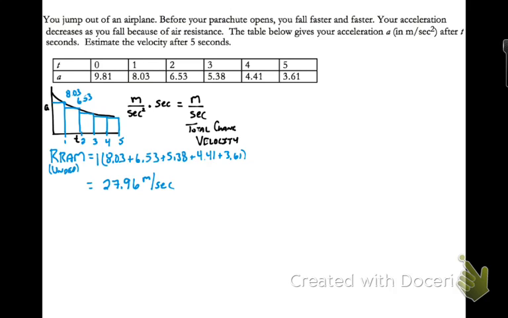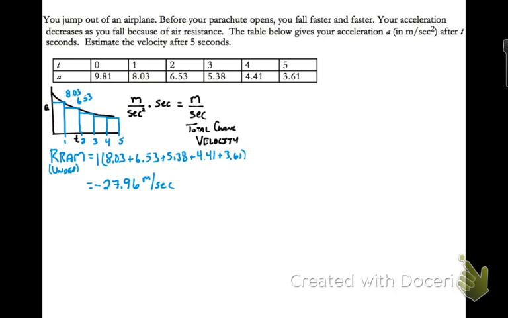And some may argue that my velocity should be negative because I'm going down, right? Others may say that I am traveling down at the velocity of 27.96 meters per second, but I would need to give some type of indication of direction with velocity. And this is at t equals 5 seconds.